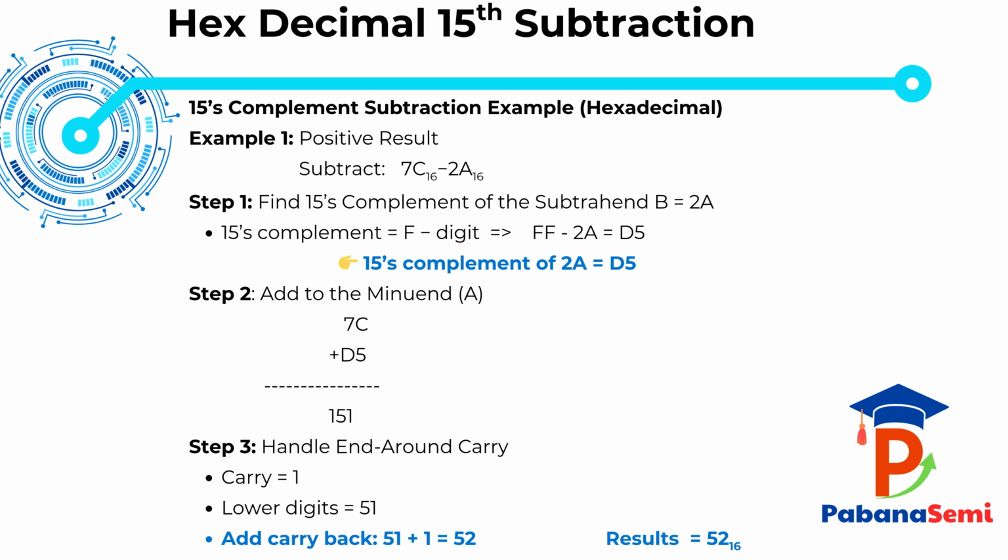Next, we add this complement to the minuend. Adding 7c and d5 gives us 151. Now, we check for an end-around carry. Since there is a carry of 1, we add it back to the lower digits. 51 plus 1 becomes 52. So the final result of 7c minus 2a is 52 in hexadecimal. This example shows how 15's complement subtraction converts subtraction into addition. Quick reminder: carry present, result is positive. Add carry back. No carry, result is negative. Take 15's complement of sum.